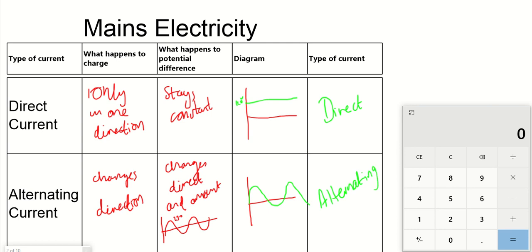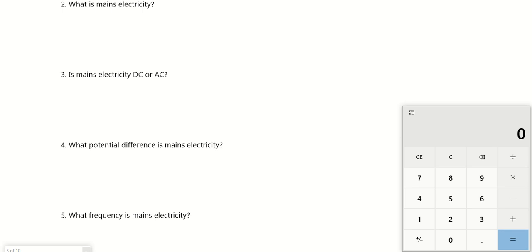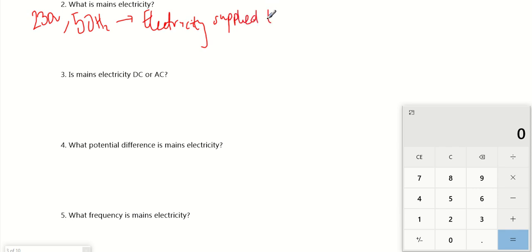Right, let's take it further then. So the next question, what is mains electricity? Well, it's 230 volts at 50 hertz, and that's electricity supplied to our homes from the national grid.